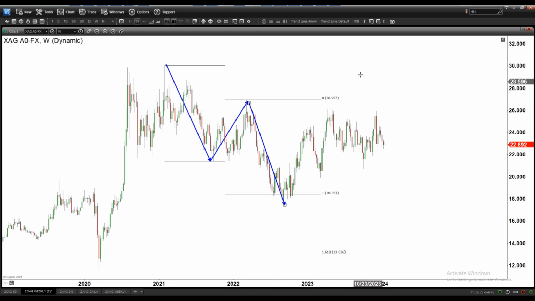Now, the other one that I want to draw attention to is this one. This one is also a clear 3 swing down as well. 1, 2, 3.